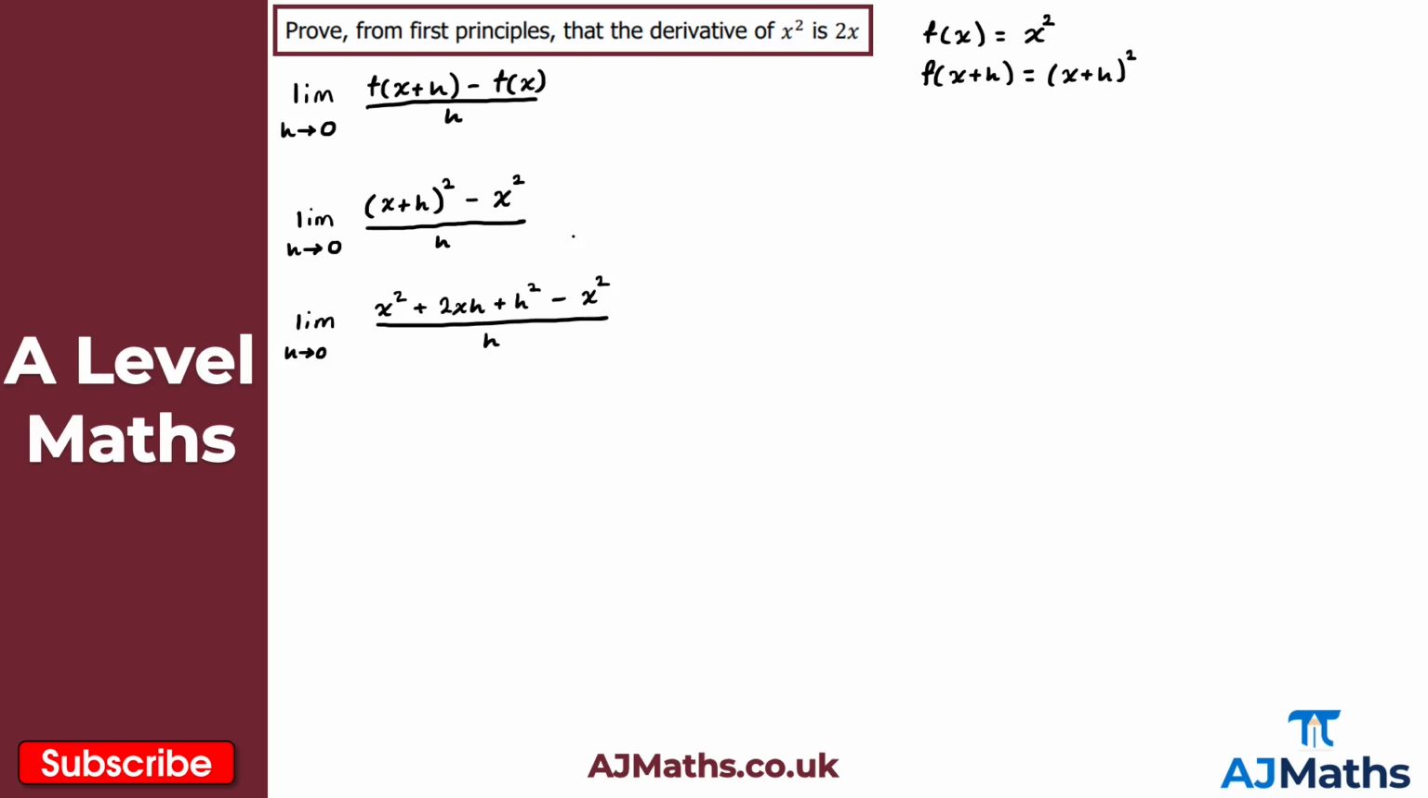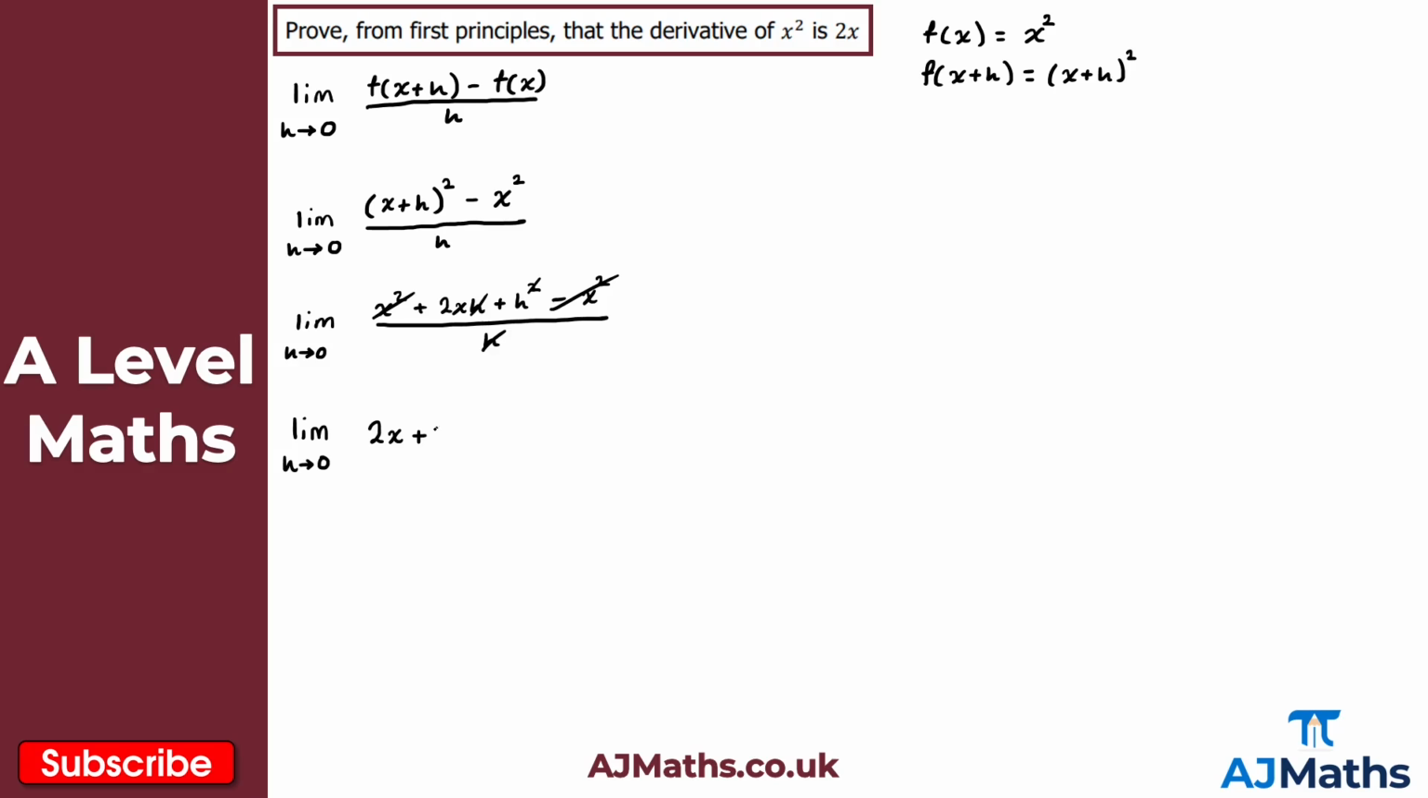Now clearly, x squared and the minus x squared here will cancel. That would be 0. We've then got 2xh plus h squared over h. What I can do here is cancel through. 2xh over h, well, the h will cancel with the h in the denominator. The same applies here: h squared over h becomes h to the power of 1, and this h here will cancel. I've done that all in one step, but what I get left with is the limit as h tends to 0 of 2x plus h.